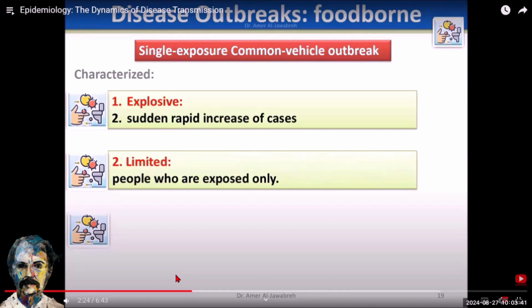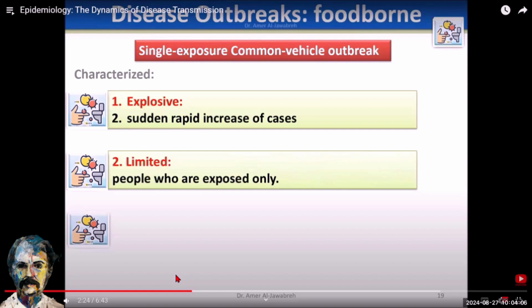It's characterized by three things. First, it's explosive. What do I mean by explosive? It happens in large numbers at the same time, suddenly. Usually in a party, you have, let's say, 100 people. Six hours from this, let's say you had lunch at 12 o'clock or 2 o'clock.